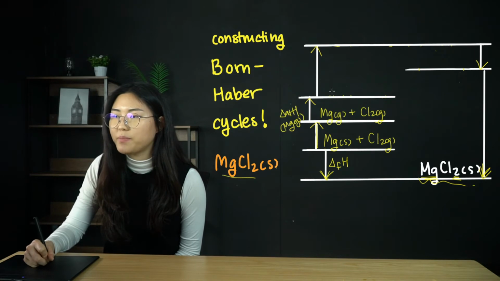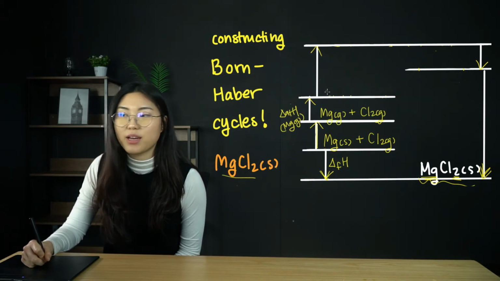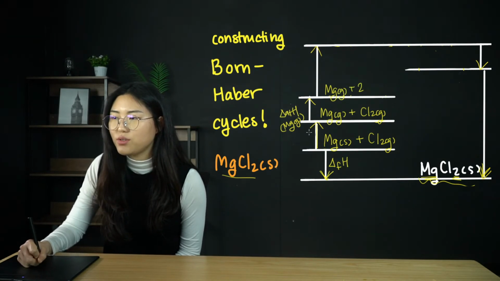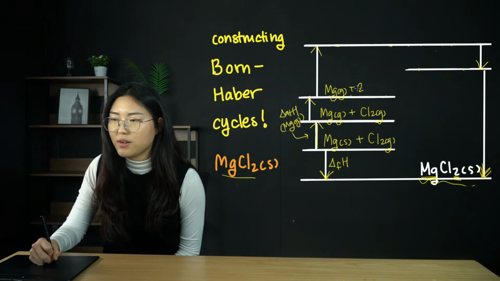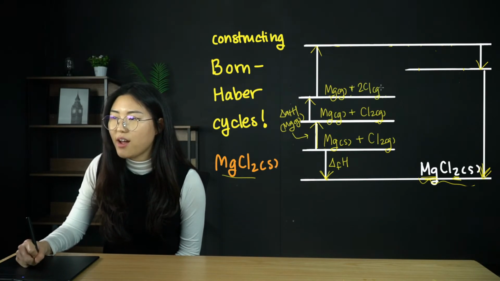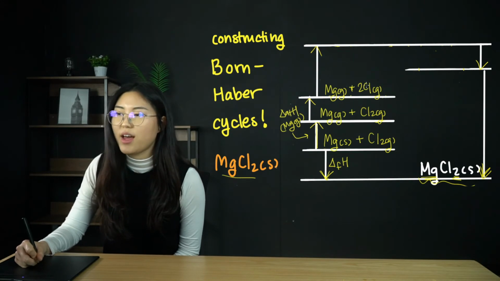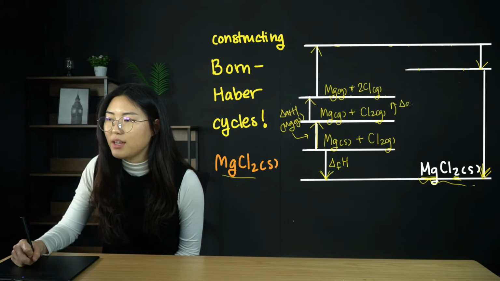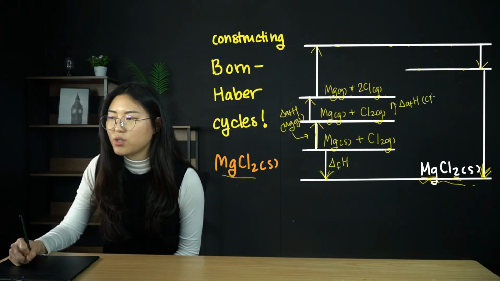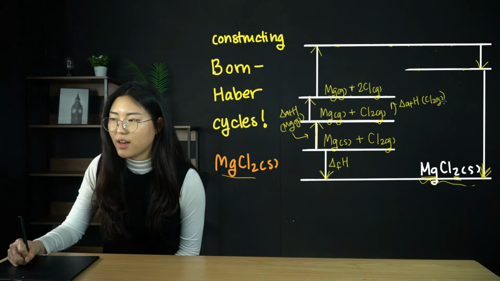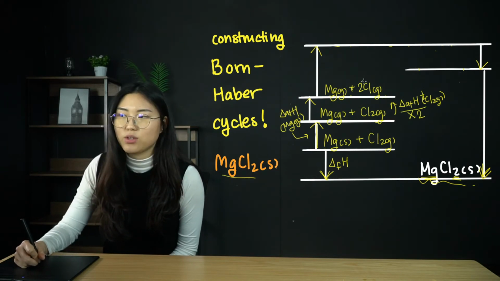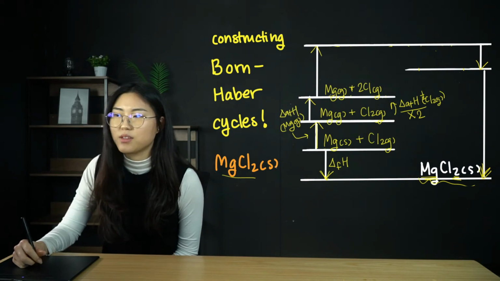And when I'm going up to this level, I'm going to atomize my chlorine atoms. So Mg gas plus 2, this is for this arrow, plus 2 Cl gas. So we have 2 atoms of chlorine. So from here to here is going to be delta atomization H of Cl2 gas. Over here, actually, it has to be half, and we have to times this by 2 because now we're making 2 gaseous atoms of chlorine.